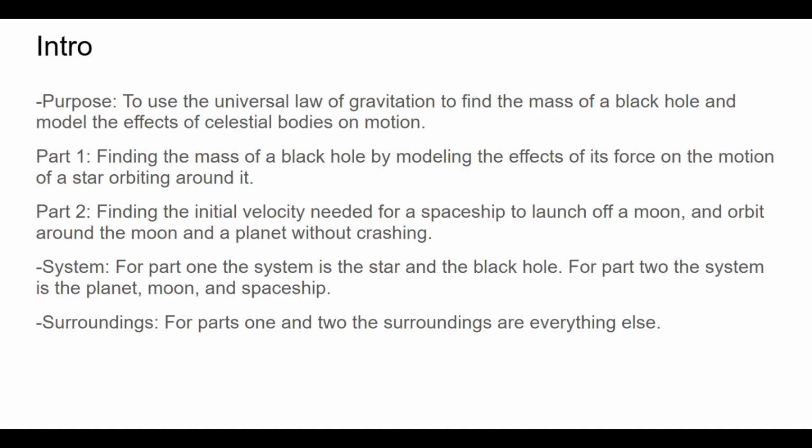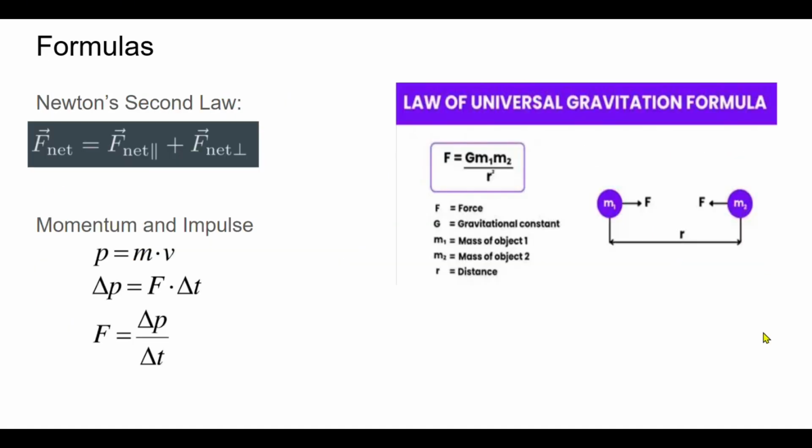a system without crashing. The system for part 1 of this lab is the star and the black hole, and for part 2 it is the planet, moon, and spaceship. And in the surroundings for parts 1 and 2, the surroundings are basically just everything else in the universe besides those things. Some important formulas for this lab that we're going to be using is Newton's second law.